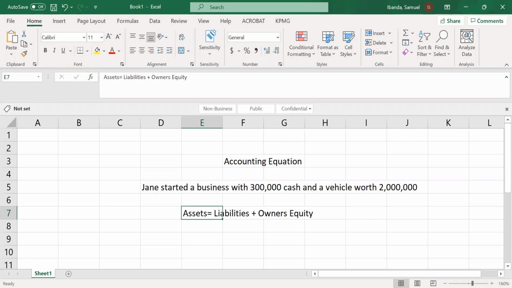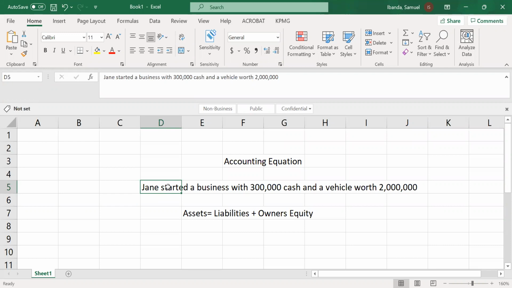So how do we represent such a transaction on the accounting equation? We are saying that Jen started a business with 300,000 cash and a vehicle worth 2 million shillings. The first thing you're supposed to do is to understand what is in this transaction. Do we have an asset in this transaction? Do we have a liability? Do we have capital?